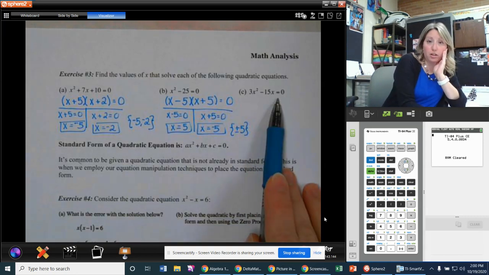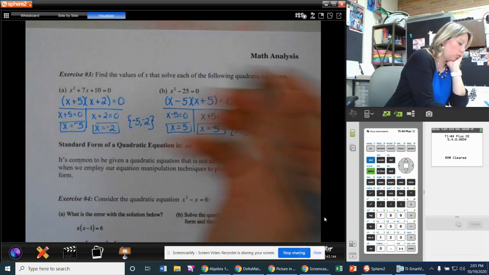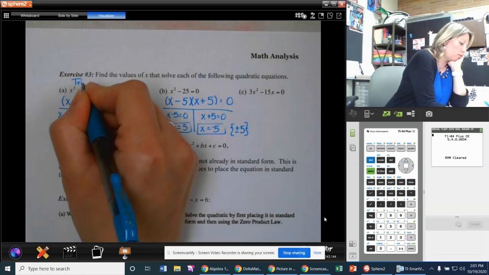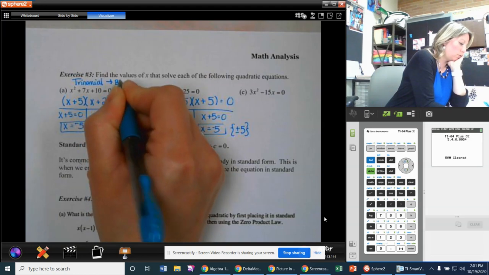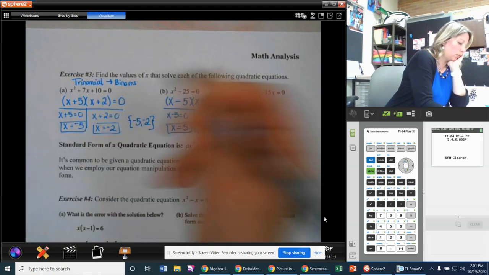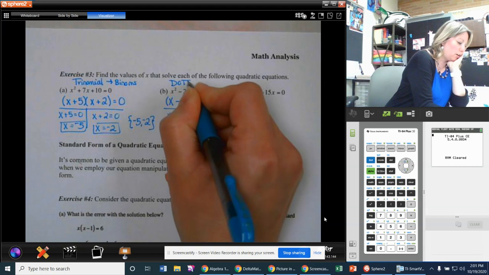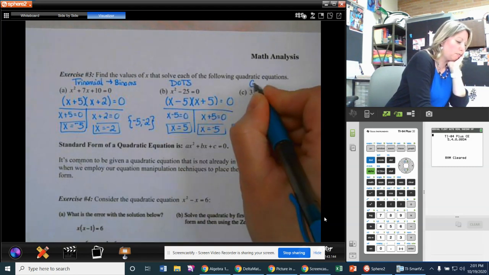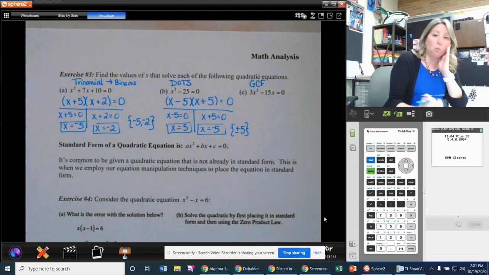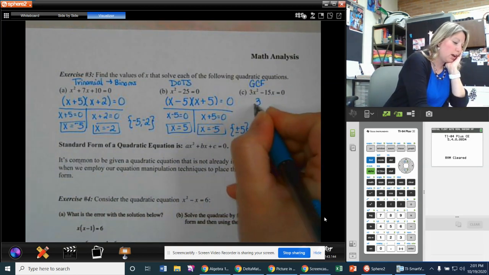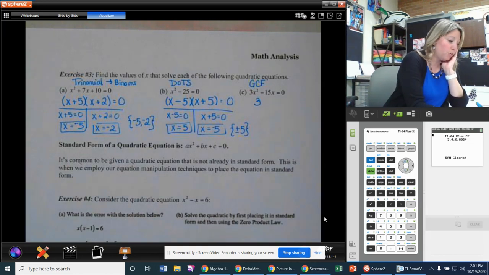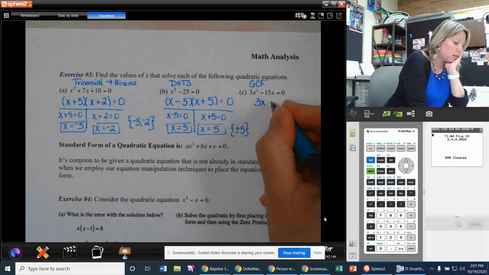Now, last one is a GCF, right? So let me just do trinomial to binomials. This is DOTS, difference of two squares. And this is GCF, greatest common factor. And what is the greatest common factor here? Well, between 3 and 15, they're both evenly divisible by 3. And between x squared and x, they're both evenly divisible by an x.